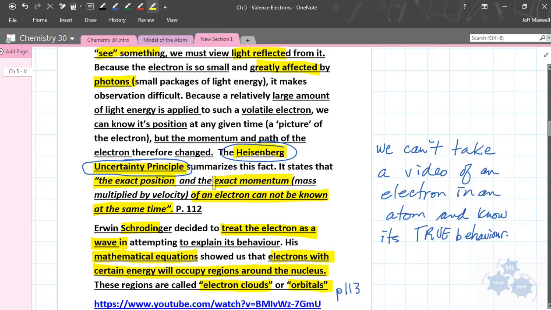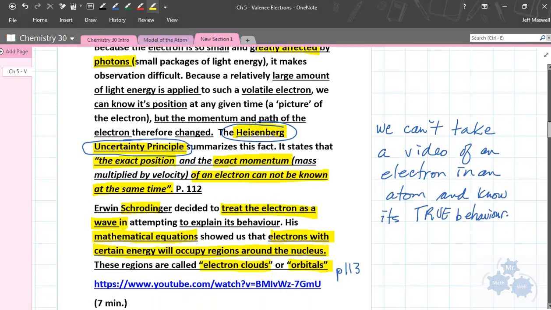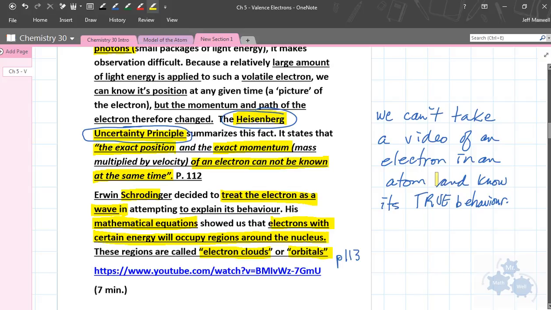But this is the problem. How do we take a picture, or how do we know what an atom inside of an atom looks like? Even if it were possible, how could we do that without getting a true behavior? And in comes the math here. Okay, so we can't take a video of an electron and know its true behavior.